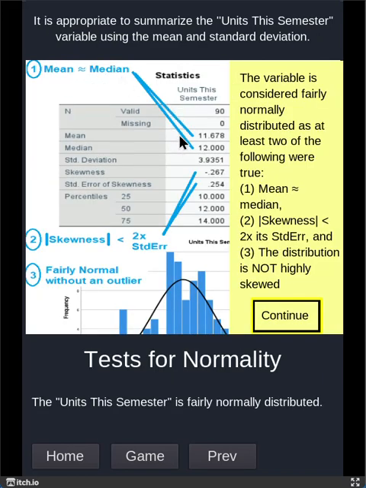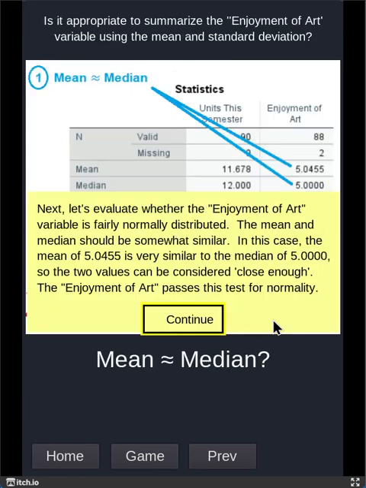So here then are our three tests. We looked at the statistics table, compare the mean and the median. Again, look at the statistics table. We compare the skewness to twice the standard error, treating them both as positive numbers. And finally, we look at the histogram. We're like, yeah, this is fairly normal. We'll use the mean and standard deviation.